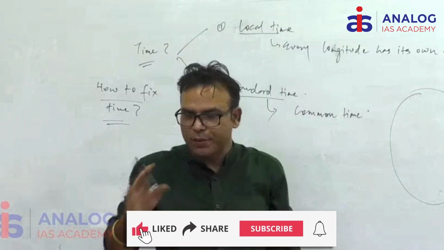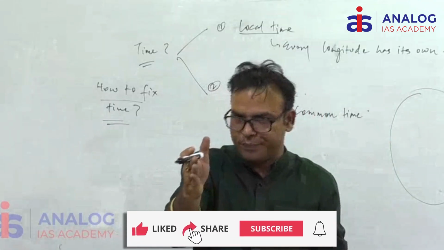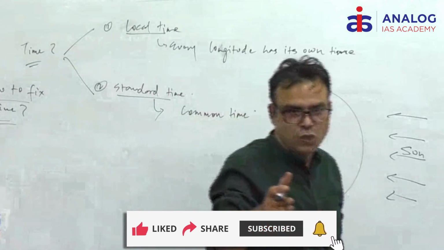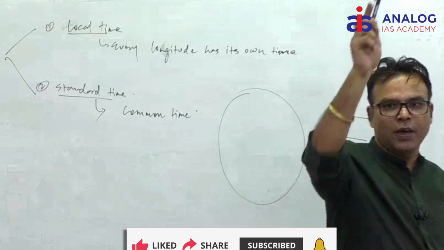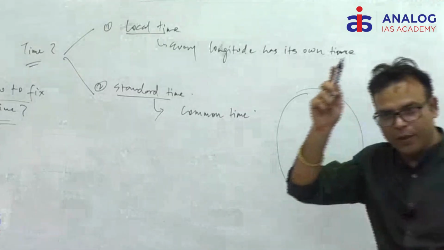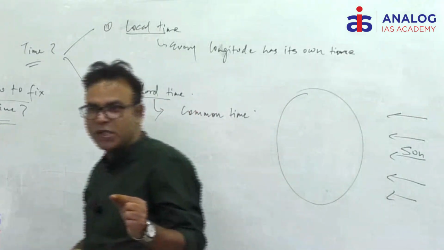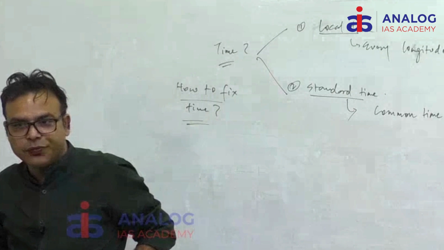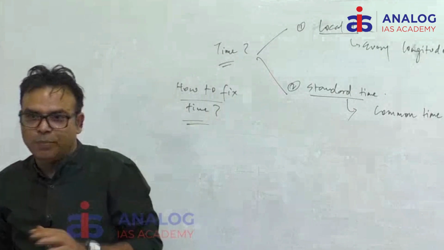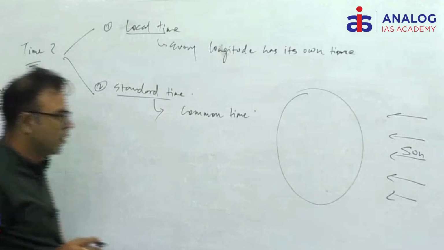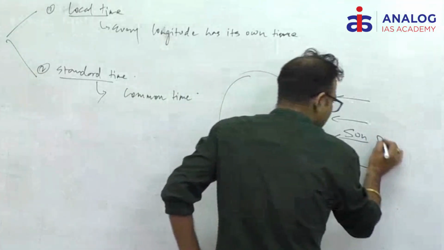Sundial. Remember sundial? When sun rays are falling at a place and the shadow is the shortest, the sun is at the highest point in the sky. That time is fixed as mid-day, 12 noon. Before that becomes AM and after becomes PM. Okay, the sundial concept is used.